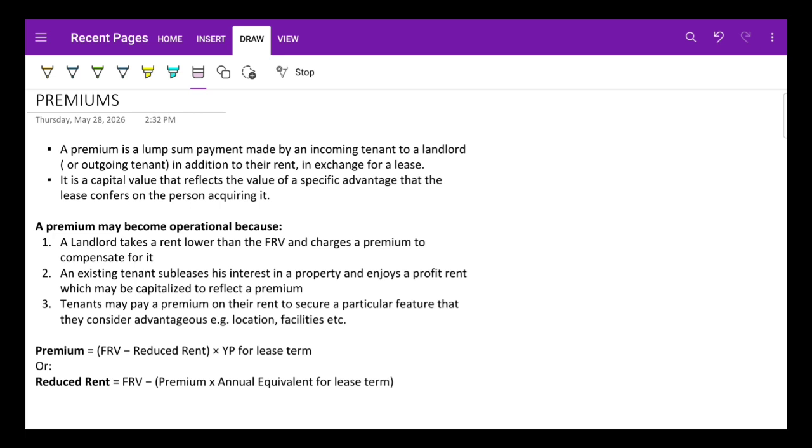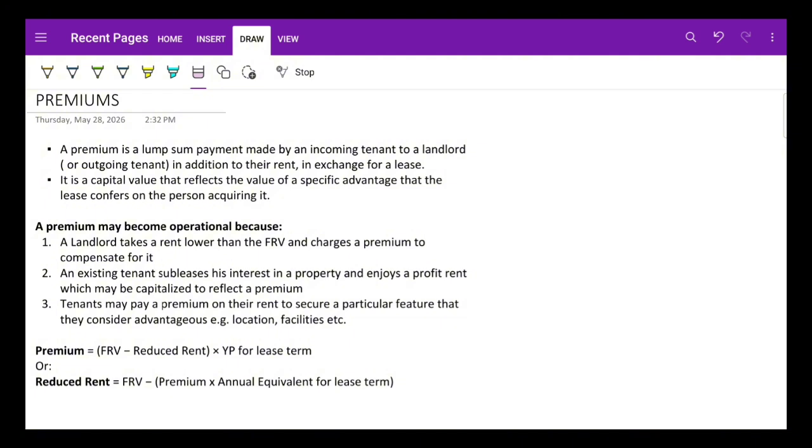Okay, and if you look at my screen, I have stated a couple of scenarios in which a premium can be operational. The first one I stated here is that when a landlord is willing to take a lower rent than the FRV, but he's taking the premium upfront. So it's almost like, okay, just give me a part of the rent I'm going to be collecting for the next few years upfront.